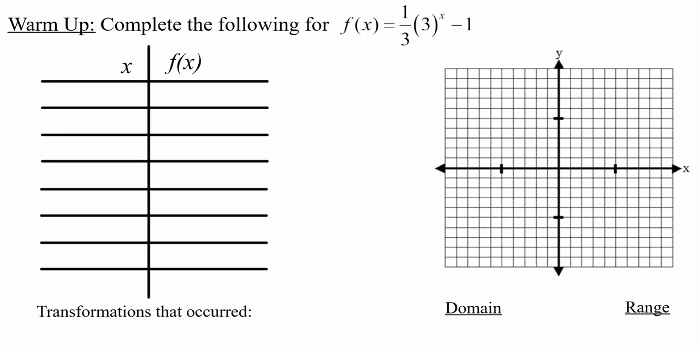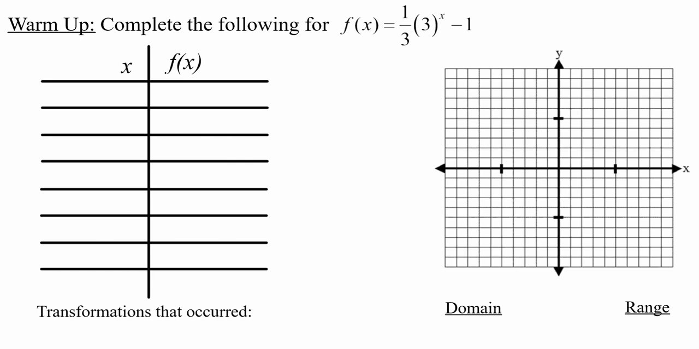So today we're going to continue graphing our transformed exponential equations. And so we want to graph f of x equals 1/3 times 3 to the power of x minus 1. The first thing you want to think about is what is this parent function? And so we look at the b value, right, the base 3.